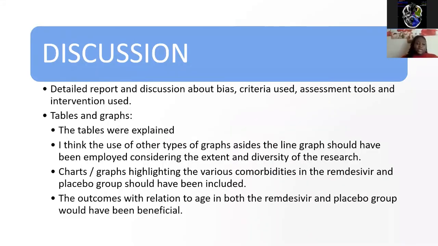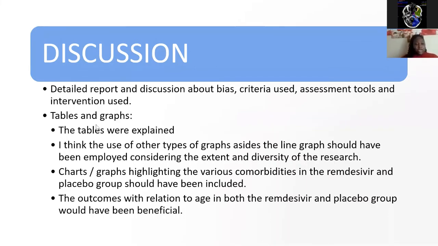So I would say that there were detailed reports and discussion about the bias, the criteria used, the assessment tools and the intervention used. The tables were explained actually, but in my own opinion, other types of graphs, aside from the line graph, should have been employed, considering the extent and diversity of the research. Going through the paper, apart from the line graphs that were used, there were no other charts.